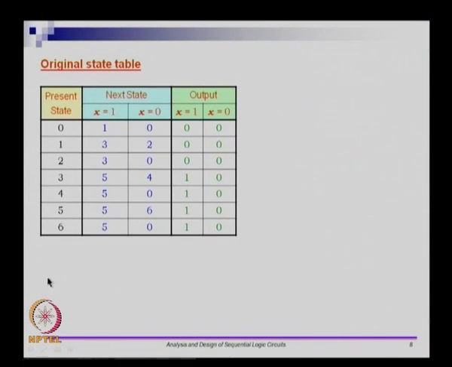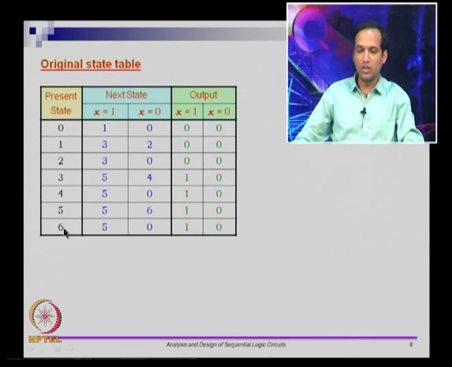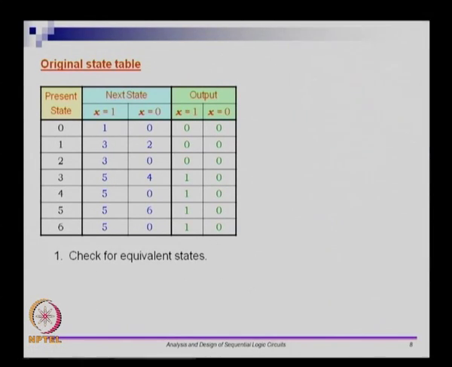So let us say this is the original state table. The present state is marked as 0, 1, 2, 3, 4 up to 6. On x equal to 1, this vector here tells you to which state we are going. On x equal to 0, this vector here tells which states you are going to, and these are the corresponding outputs. If you are given this original state table, I want to see if there are equivalent states.